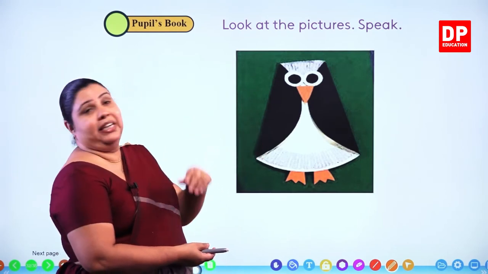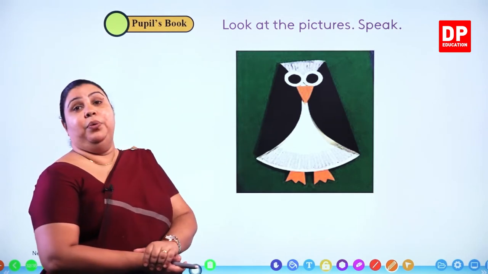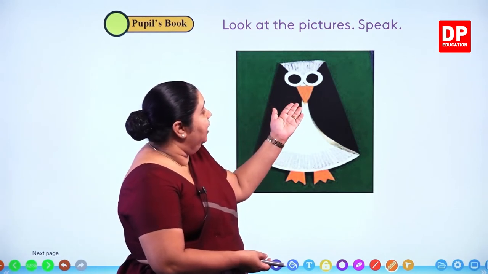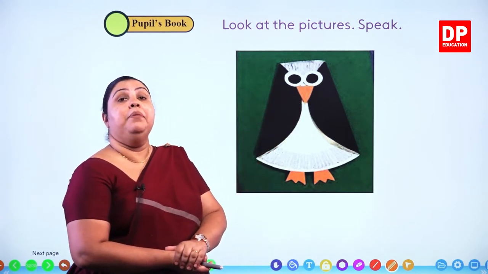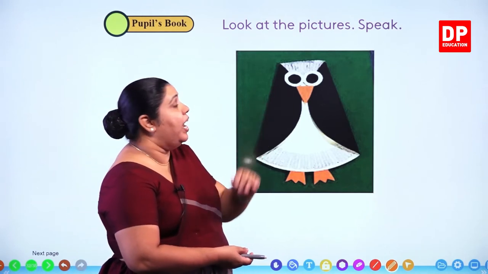Now, you can speak about this little animal that we have. This is a penguin. You can say, I am a penguin. I have used a triangle for my beak. Or you can say my mouth. My mouth is a triangle.